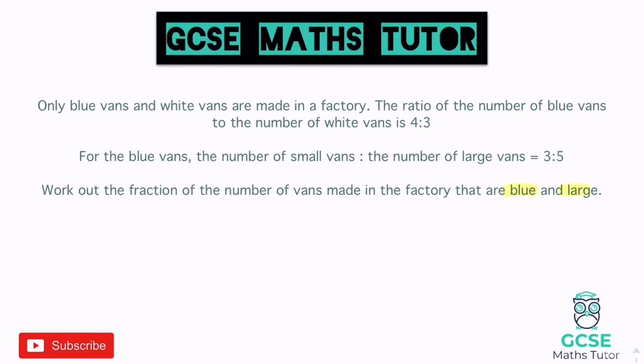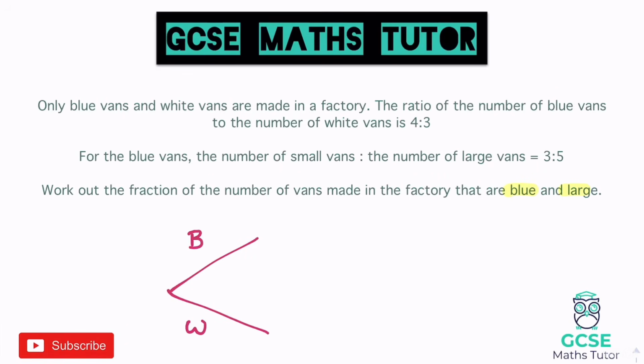Now, as this sort of question develops and gets a little bit harder, there's a specific approach that I'm going to take. I'm going to structure this in the same way that you would structure a probability tree, looking at this as more along the lines of work out the probability of picking a van that's blue and large out of all of these vans in the factory. And the way that I'm going to draw this is a bit of a probability tree. So I'm going to start by saying blue to white.